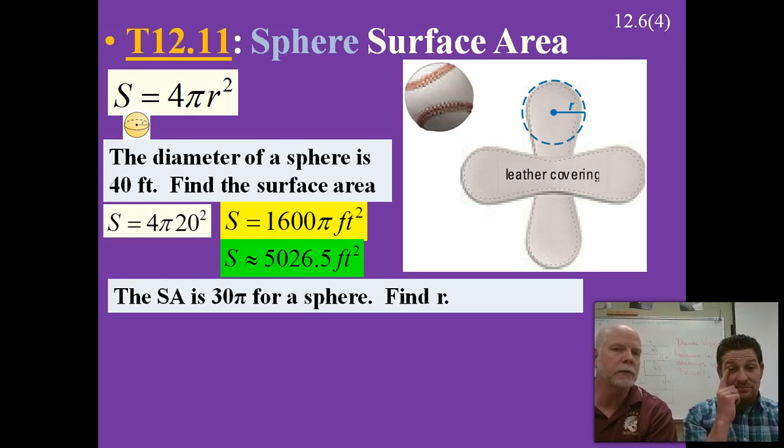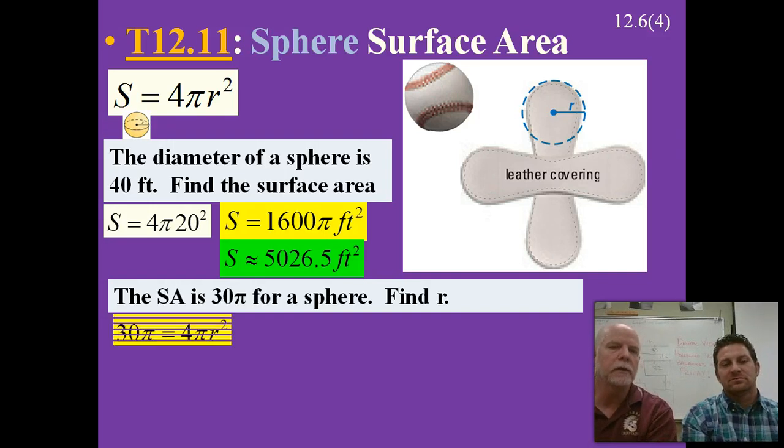Surface area, SA stands for surface area. The surface area is 30 pi. This one's going backwards now. The surface area is 30 pi for a sphere, and they're giving us the surface area and want us to find the radius, so they're going to have us go backwards with the formula. We're going to take that 30 pi and plug it in for the surface area on the side. The formula for the surface area is 4 pi r squared, so we're trying to solve for r.